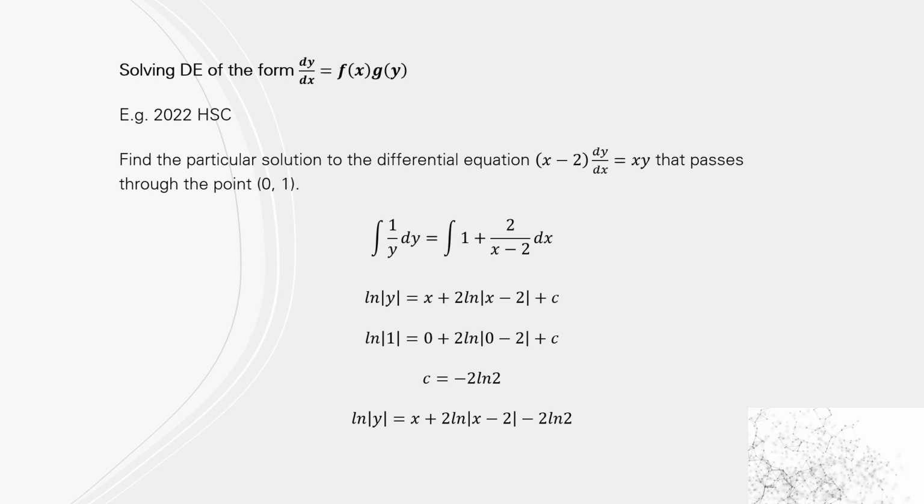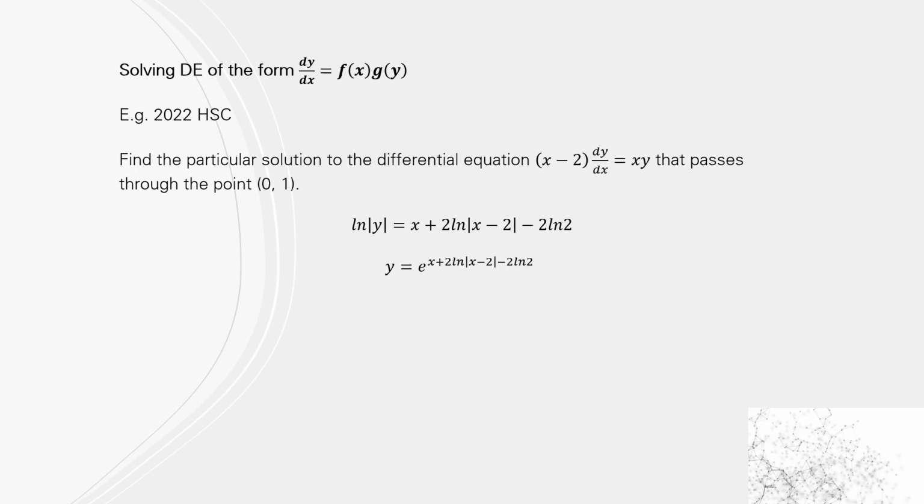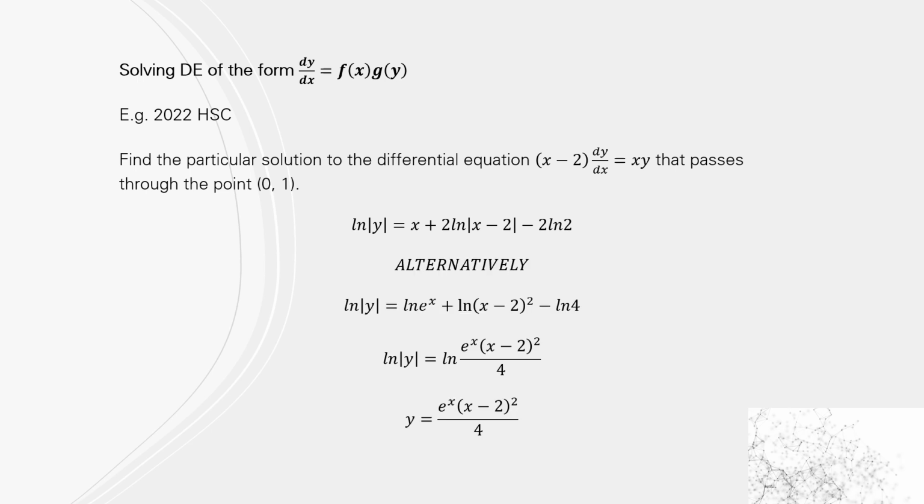Now this doesn't ask you to get y in terms of x, but let's have a look at how that would operate anyway. That would get us y equals e to the, okay, so we do get y by itself. Alternatively, we could get the solution by writing x as ln e to the x. That would allow us to get all logs, and if the log of one side equals the log of the other, we can just remove the logs. So that gets us y equals e to the x times (x minus 2) squared over 4.